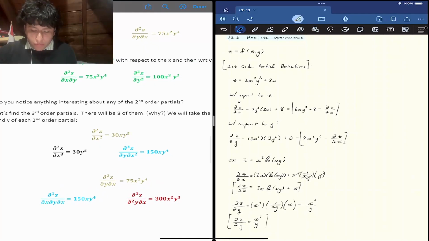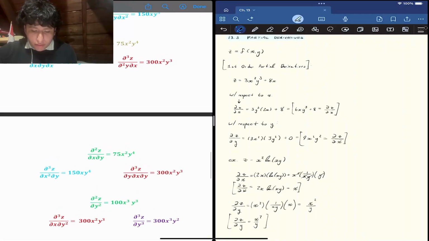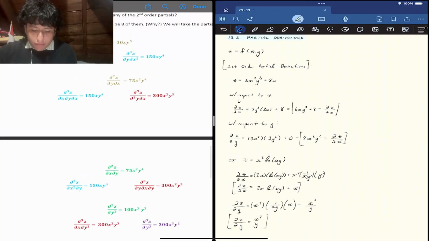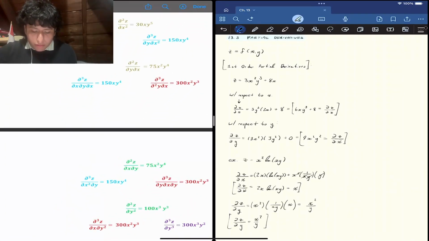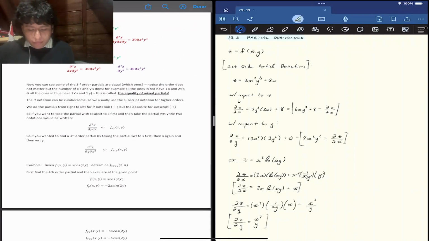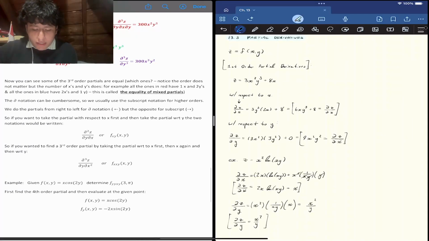So that 30xy^5, that 75x^2y^4, that 75x^2y^4, and notice how these have the same xy. The ones that are the same usually end off with the same terms, which I find really interesting. Like that 150, that 150, that 150, they all end off with x^2y or xy^2. While they might be in different orders, realistically it's the same exact thing. And this is basically showing the equality of mixed partials, because the number of x's and y's is what matters when it comes to equating them, not really the order.